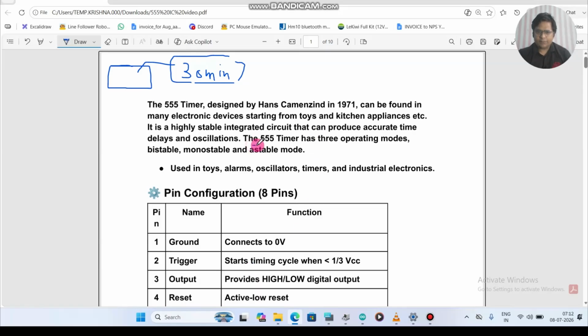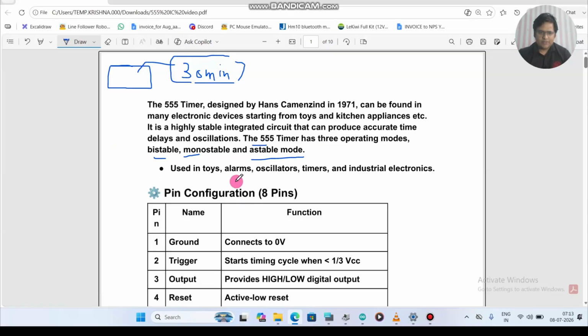The 555 timer has 3 operating modes: bistable, monostable, and astable mode. We will be discussing each mode today in this video. Please watch the full video to understand everything related to this IC.